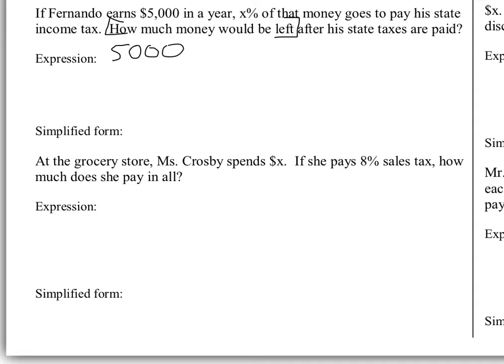Yeah, and the problem says X percent is taken away. And that's the way taxes work. They take away a percentage of your income. So if they are not taking away a set amount, I can't just leave X, because X is not a set amount of money. It is a percentage. It is going to be that decimal. What do I need to multiply that percentage by?